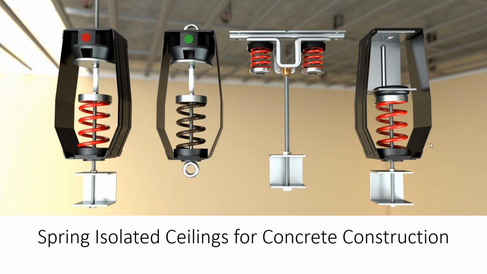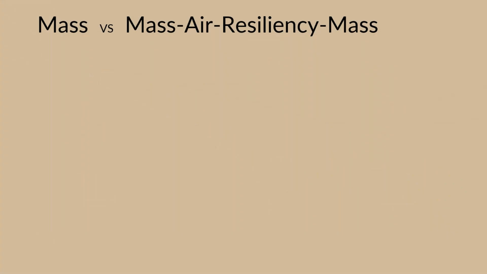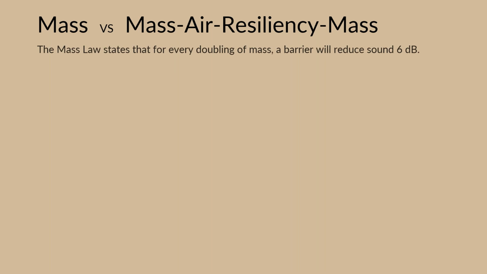So let's start. We're not going to talk too much about performance, but let's give a quick start on how this works for those listening in who may not know. You can certainly add mass to help with noise control, but when you can split that mass up with something resilient and some airspace, you get a lot better performance. What we do is kind of cheat what's called the mass law, which states that for every doubling of mass, a barrier is going to reduce sound 6 decibels.